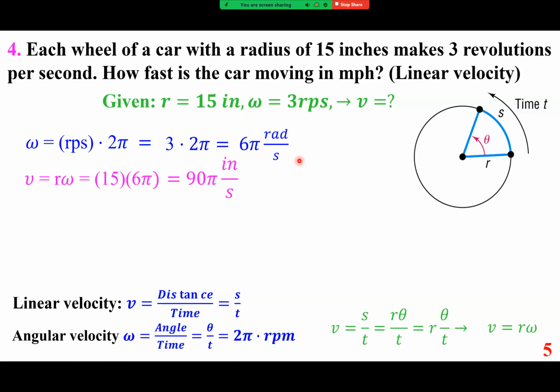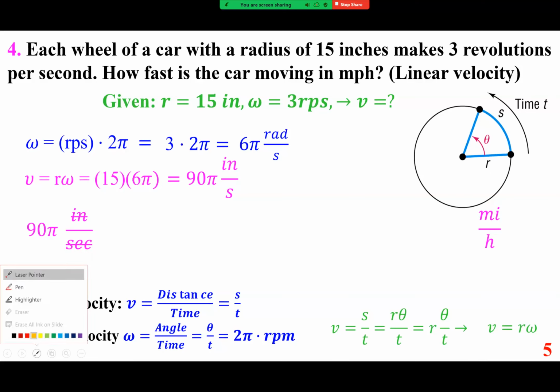Now we are done, except we want to write this in miles per hour. So I'm going to remind you that we want to go from inches per second to miles per hour. And remember, 1 mile is 5,280 feet, 1 foot is 12 inches, 1 hour is 3,600 seconds, or you can say 1 hour is 60 minutes and 1 minute is 60 seconds, and change them accordingly. When you want to multiply, it's important to know one thing first.